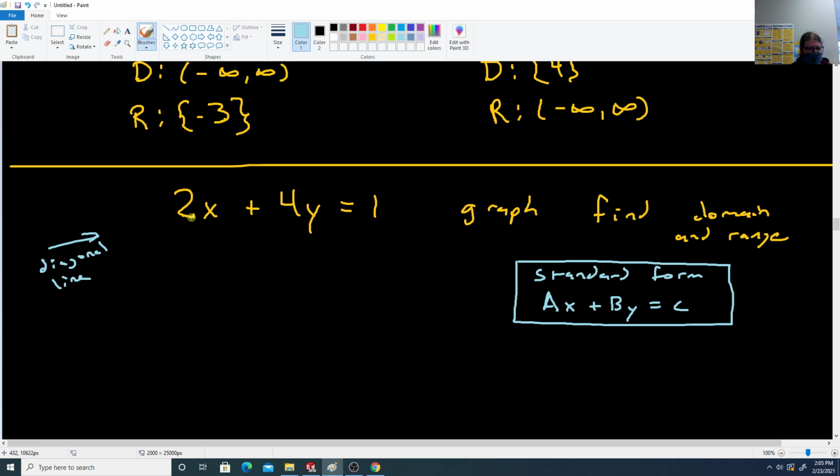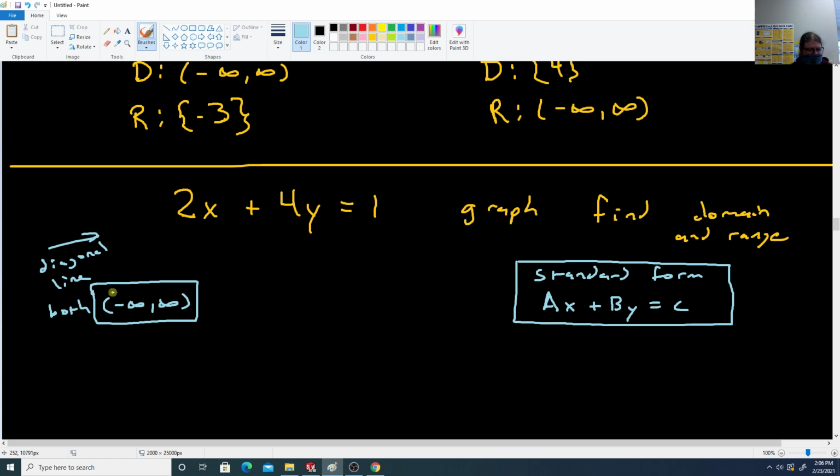If it was a vertical line, it would just be x equals a number. If it was a horizontal line, it would be just y equals a number. Since this has both x and y, it's a diagonal line. So domain and range, those are both all real numbers.